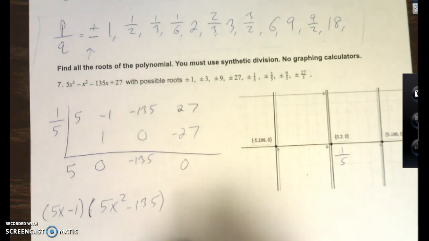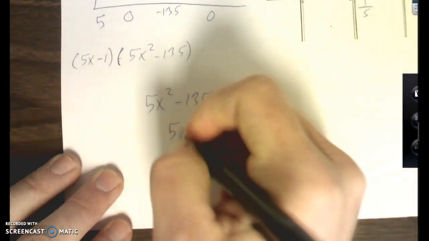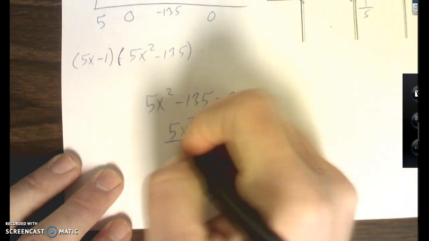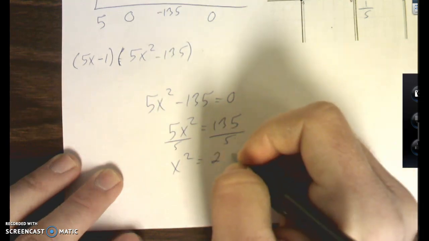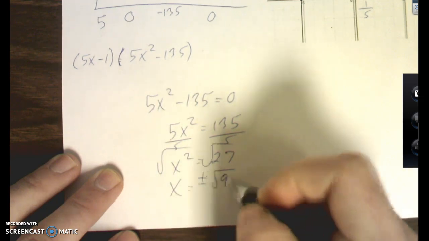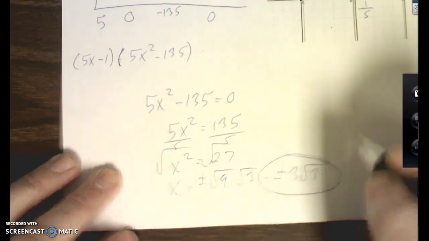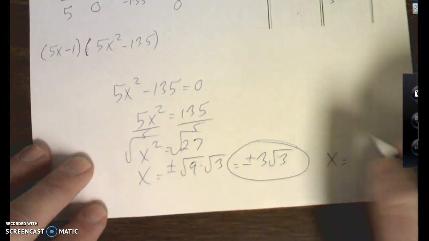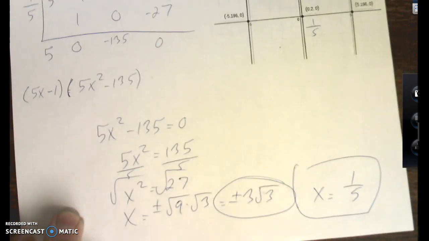Now, we only want to find the roots, so I have to take 5x squared minus 135 and make it equal to 0. So, if I add the 135 over, divide by 5, let's see here, 135 over 5 is 27. Square root left, square root right, plus or minus. I can break that down to root 9 times root 3. So my answers are plus or minus 3 root 3 and also 1/5, which makes sense because bam, right there.